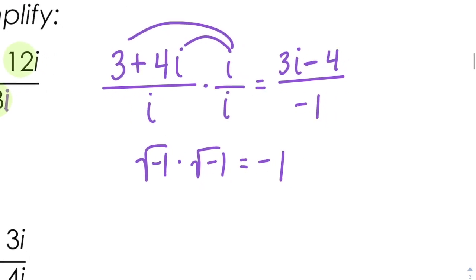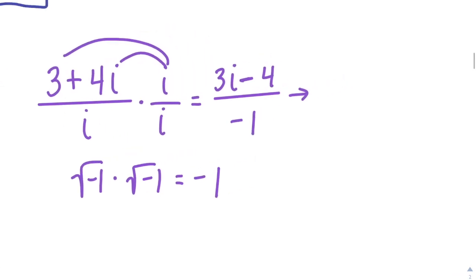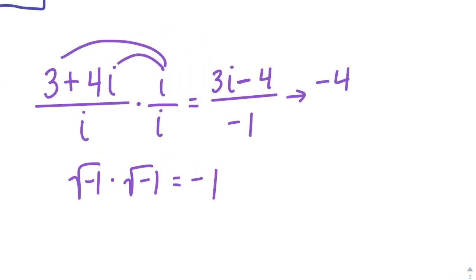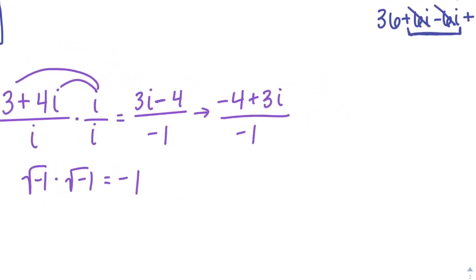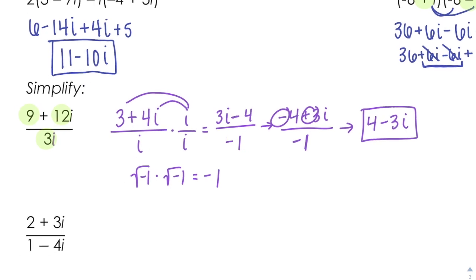Well, I can clean this up a little bit. Instead of saying 3i minus 4, remember, the i has to go at the end. So I'm going to rewrite that as -4 plus 3i divided by -1. And the -1 just changes the sign. So it's actually a positive 4 minus 3i. Because if I divide by a -1, it just changes those signs to switch. And that's it, 4 minus 3i.